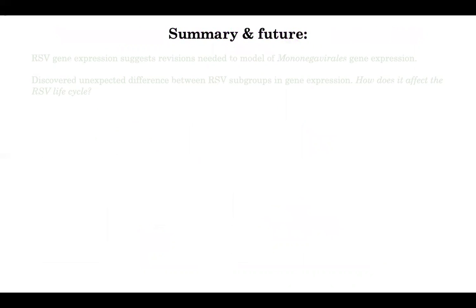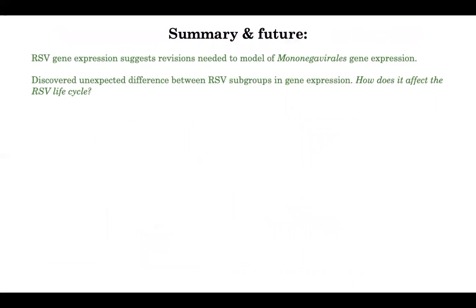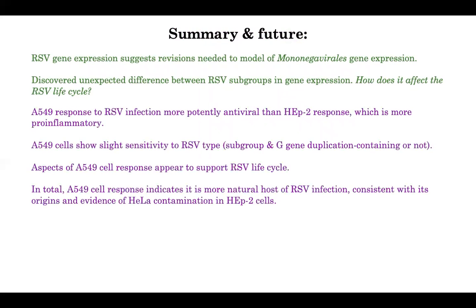In summary, our observations of RSV gene expression suggest the current textbook model of mononegavirales gene expression needs to be revised. We also discovered an unexpected difference between RSV subgroups and gene expression that we're investigating now. On the host side, and in combination with rates of viral replication, the A549 response we observed on the level of gene expression changes and increased cytokine levels was more antiviral than the more pro-inflammatory response of Hep2 cells. A549 cells showed greater but still slight sensitivity to the kind of RSV strain used to infect, and aspects of the A549 response appear to support the RSV life cycle.